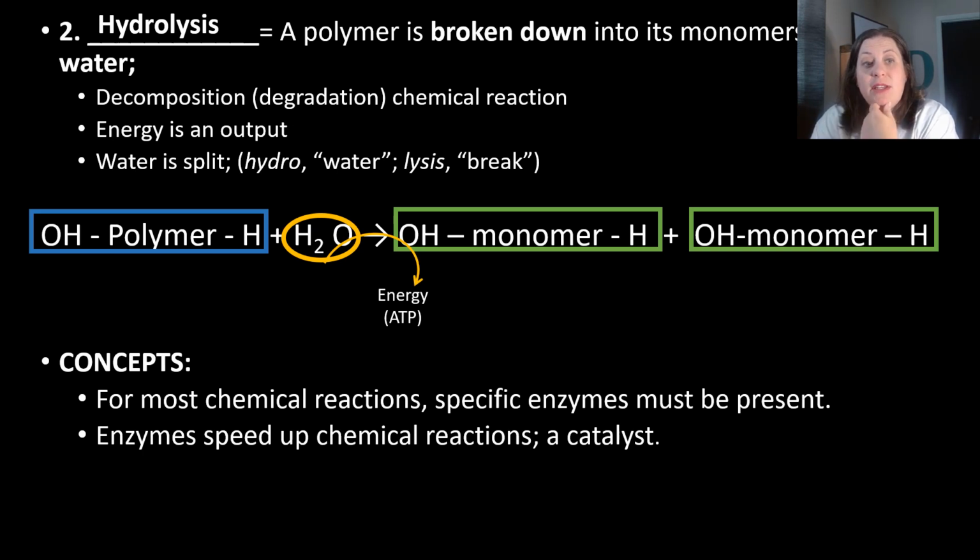Now, a big concept here, guys, is that for most chemical reactions, this process of either building something or breaking it down a lot of times requires an enzyme. We're going to talk about enzymes in a future video, but they actually make the reaction go faster. And these types of enzymes are known as a catalyst.